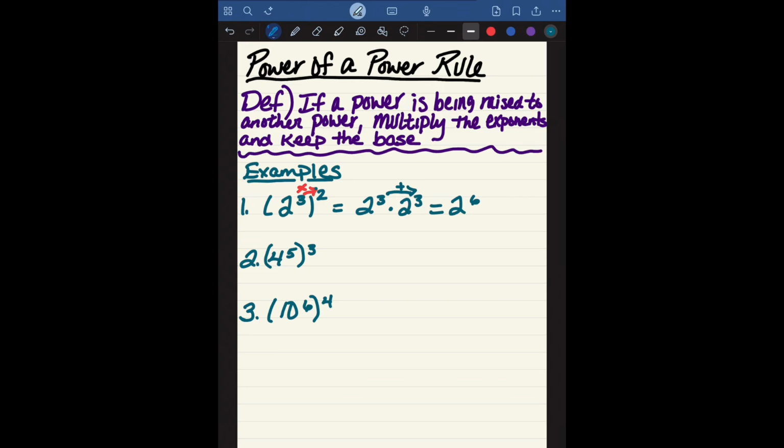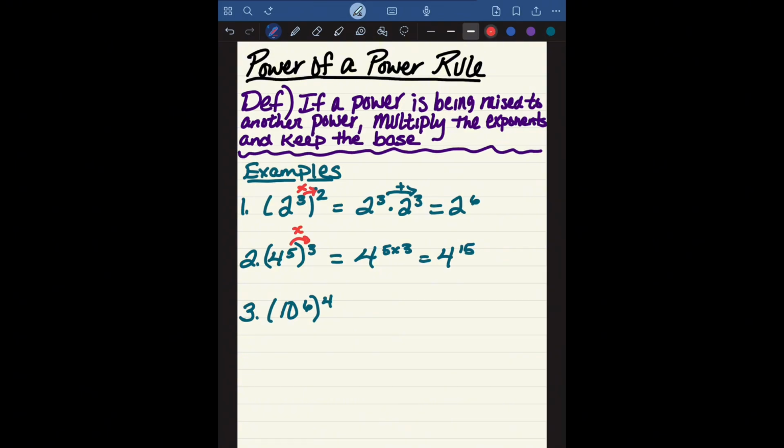All right? Try number 2. So we got 4 to the 5th power raised to the 3rd power. All right, once again, let's multiply the exponents. So let's keep the base. So our base is 4, and 5 times 3 equals 15. So our answer for number 2 is 4 to the 15th power.